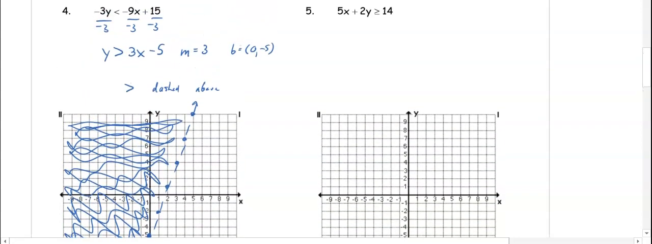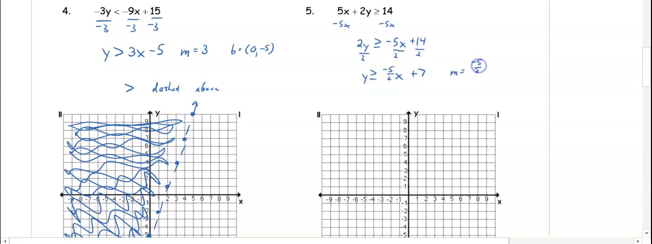In number 5, we have 5x plus 2y is greater than or equal to 14. So to solve for y, first we need to move the x to the other side. So we're going to subtract 5x. 2y is greater than or equal to negative 5x plus 14. Then we can divide everything by 2. So y is greater than or equal to negative 5 over 2x plus 7.